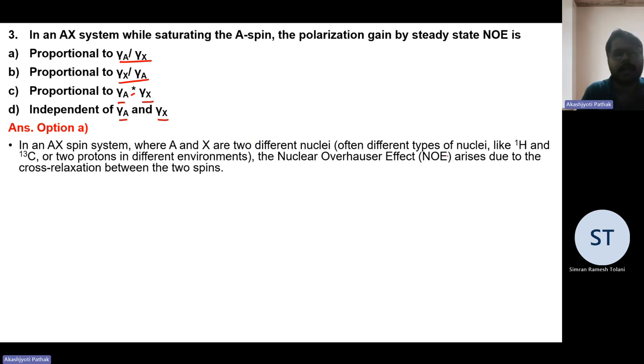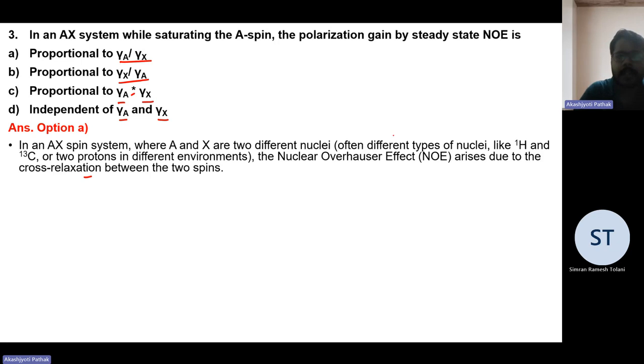For example, say the nucleus A is hydrogen, and say the nucleus X is carbon. Or it can also be that these two nuclei are in two different environments. Because of the environmental difference, these two nuclei act as two different nuclei. So the nuclear Overhauser effect arises due to cross relaxation between the two spins.